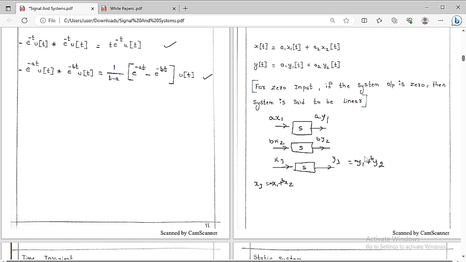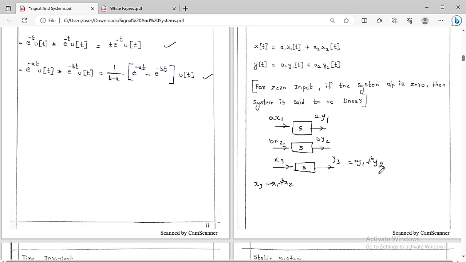So therefore we can see clearly if the input is a into x1 plus b into x2, then the output should be a into y1 plus b into y2. Then we can say the system satisfies two properties: one is the superposition property as well as the homogeneity property. Then only we can say the system is said to be a linear system. So if the system satisfies the homogeneity as well as superposition, then only we can say the system is said to be a linear system.